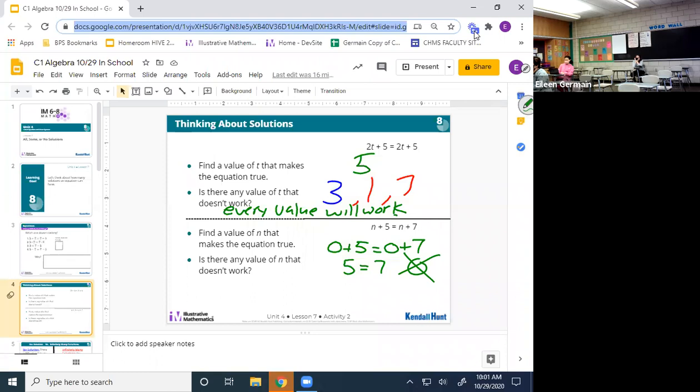Do we agree? Max, what do you think? I think there are none because it's addition, but I think maybe if it was a multiplication or division, there could be some. But there's no single number if we put it in there that would work. Good. No values would fit in here and make it true.